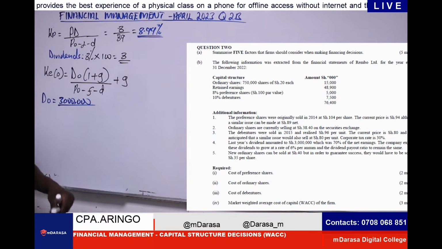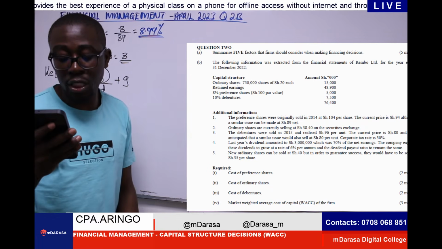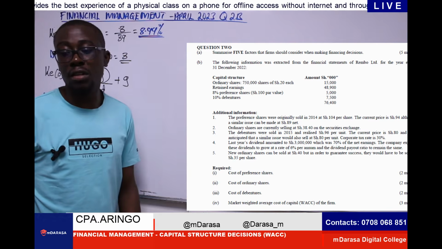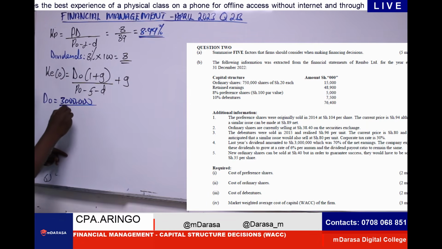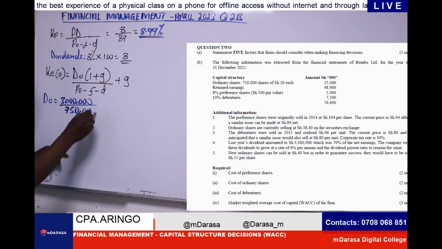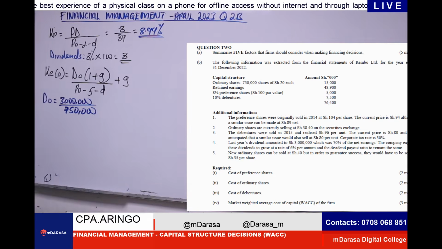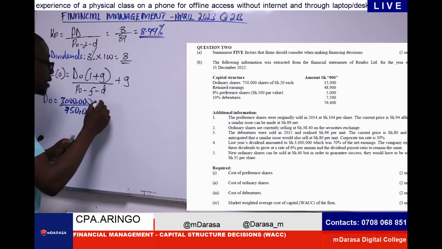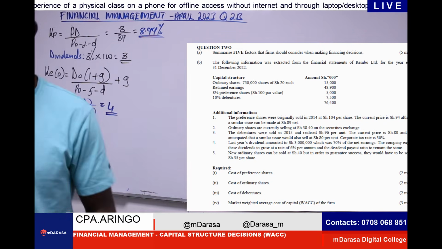If you check our capital structure, you can see that our number of ordinary shares is 750,000 ordinary shares. So I'll be having the 3 million, and we divide by the 750,000 ordinary shares. This will clearly give us a value of how much? 3 million divided by 750,000. I can clearly see that I'm getting 4. So that is very important to note.